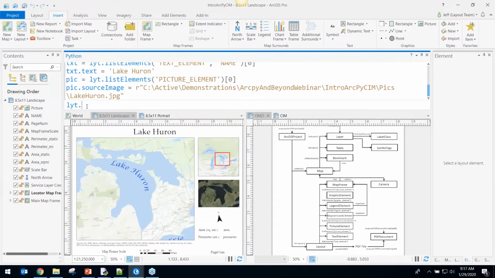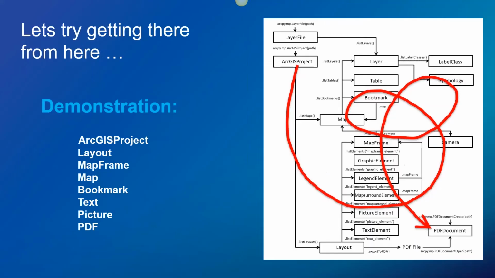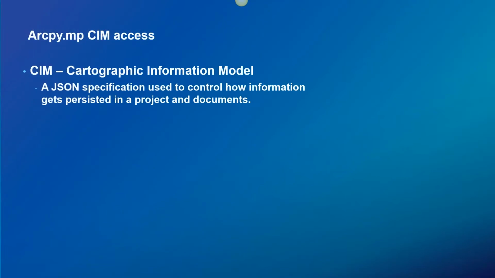Now, I'm not going to do any exporting right now because I'm going to do that in a follow-up part of my demonstration. So what I'm going to do is go back to the presentation and talk now about ArcGIS MP CIM access. Okay. It's really fancy sounding.